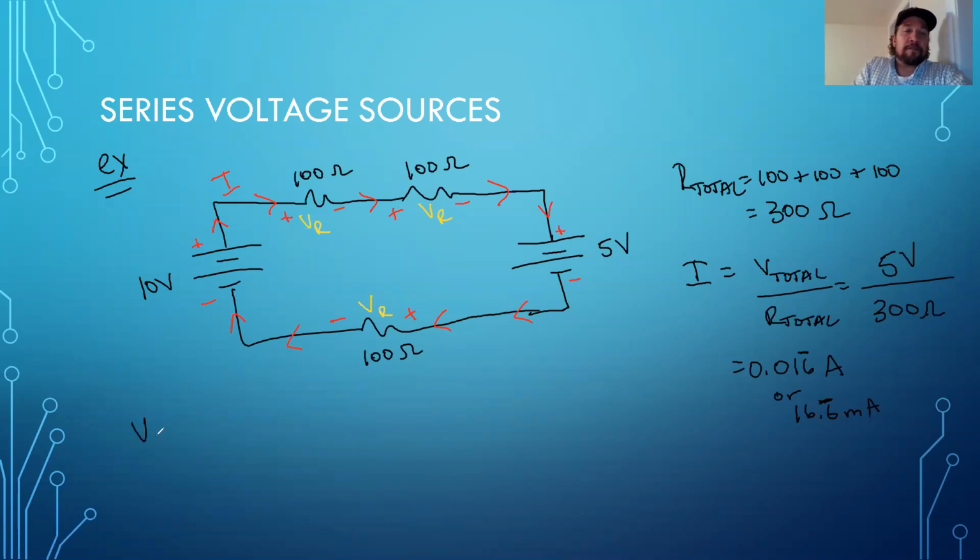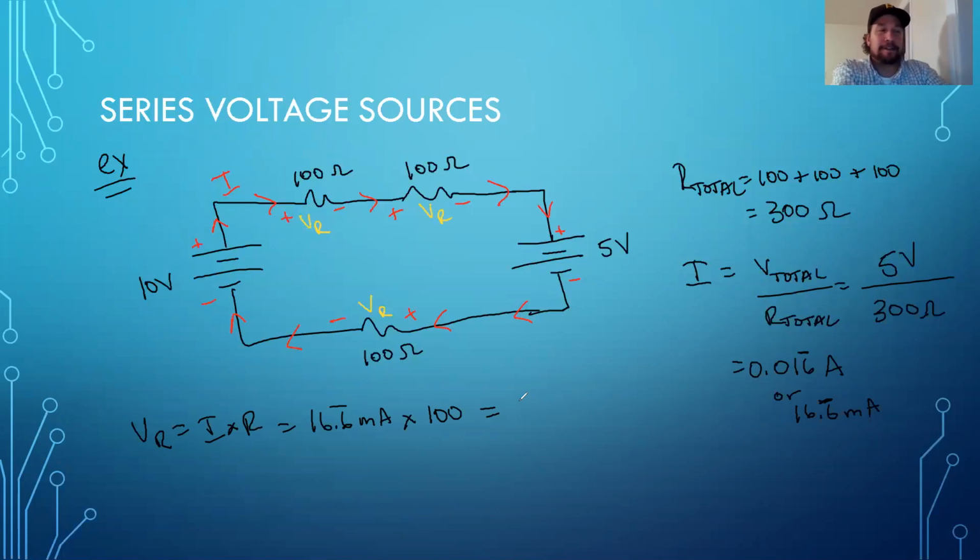And if we want to find VR, well, it's just I times R, and I is 16.6 milliamps times 100. So we have, sorry, my brain is not functioning all that well. Okay, yeah. 1.66 with the 6 repeating volts. So each one of these voltage drops will be 1.66 volts repeating.